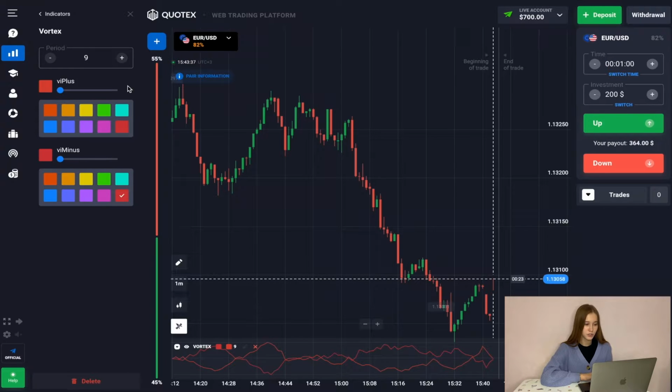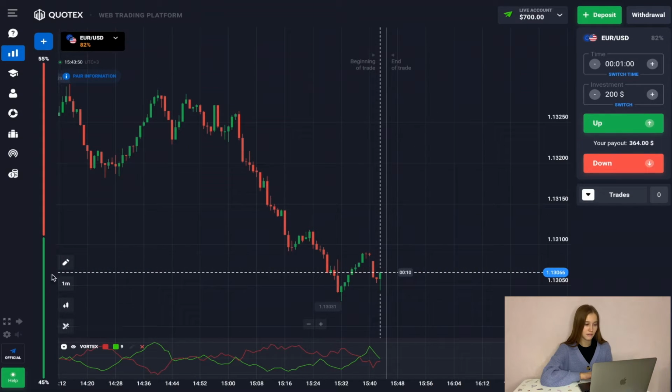For short-term trades and volatility of 1 minute, we choose a period from 5 to 10 candles. I'll choose 9. Set the V plus moving average with a green light, leave V minus red.